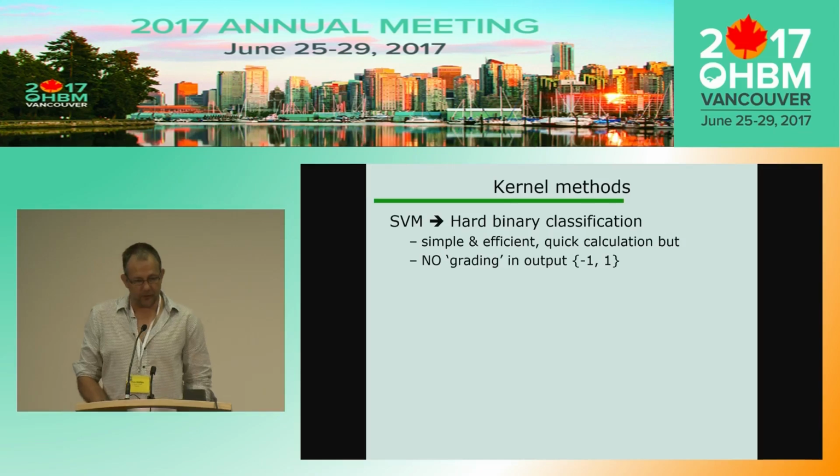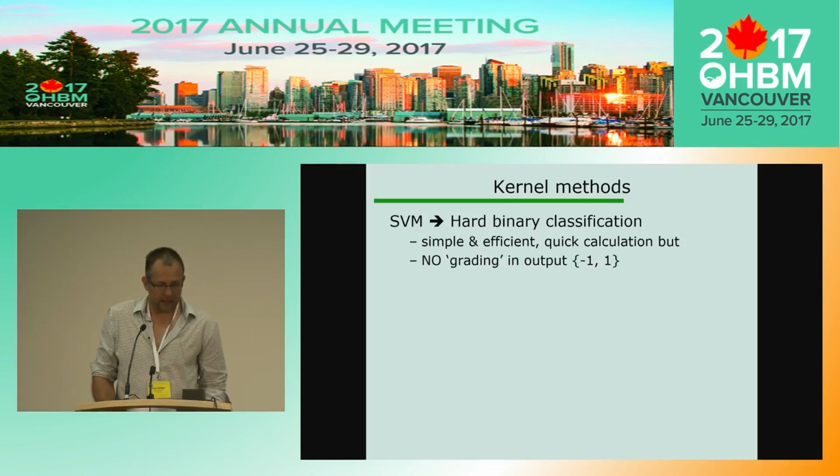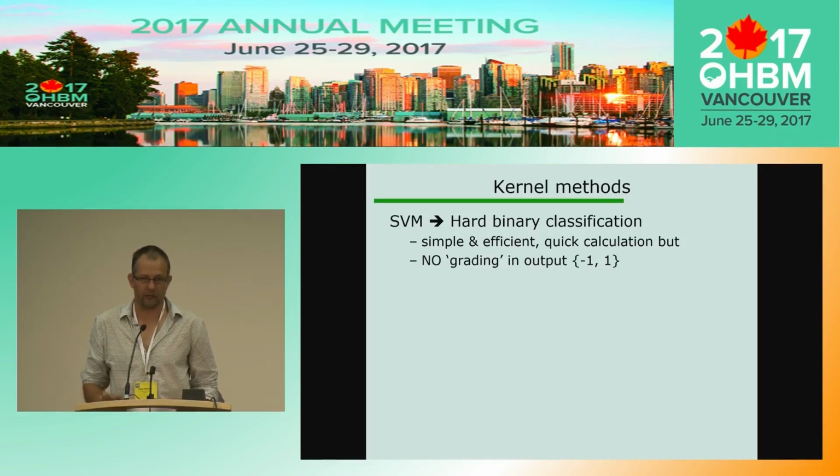So in terms of kernel methods, I've just described SVM. It's what's called hard binary classification. It will give you a prediction: you'll be either in class A or class B, so there is no grading in your output. Why is SVM used? Because it's simple. It's quick to calculate and it's very efficient. It works pretty much all the time.